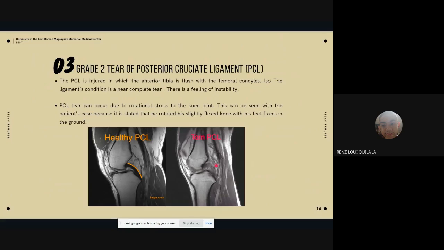For grade 2 tear of the posterior cruciate ligament, the PCL is injured in which the anterior tibia is flush with the femoral condyles. The ligament's condition is a near complete tear. There is a feeling of instability. PCL tear can occur due to rotational stress to the knee joint. This can be seen in the patient's case because it is stated that he rotated his slightly flexed knee with his feet fixed on the ground.